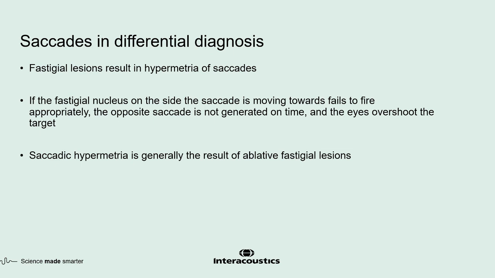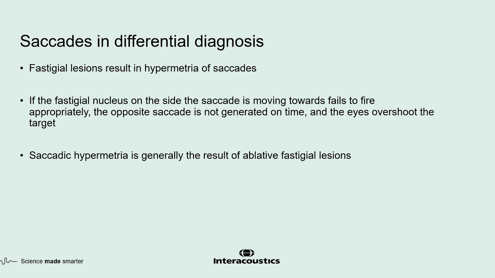They're going to overshoot. Saccade undershoot is considered normal to an extent. Saccade overshoot is always pathological. There's no normal range for overshoot. So the fastigial nucleus on the side the saccade is moving towards fails to fire appropriately. The opposite saccade is not generated on time, and the eyes overshoot the target. Saccadic hypermetria is the result of ablative lesions of the cerebellar fastigium in most cases.